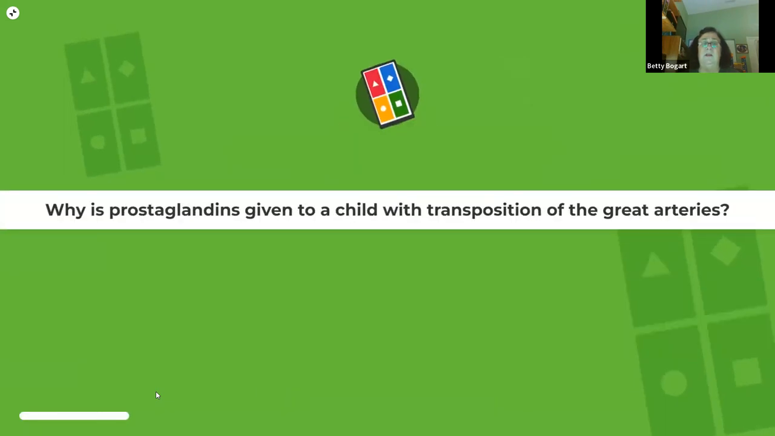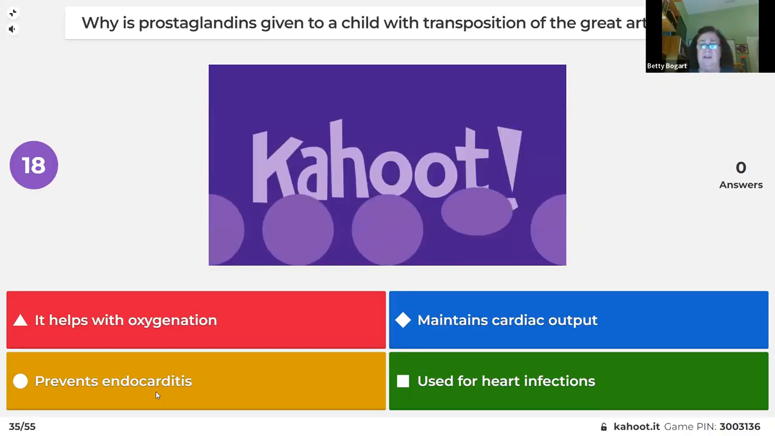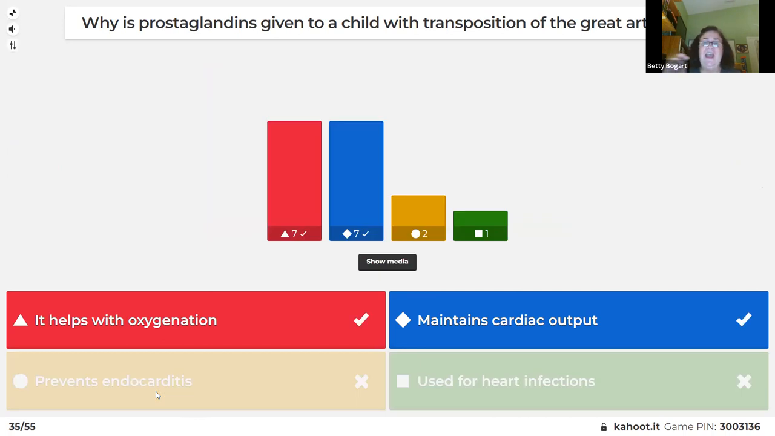A multi-select. Why is prostaglandins given to a child with transposition of the great arteries? What is prostaglandins? I heard about that somewhere today. It helps with keeping the heart pumping, and it provides that oxygenation that they need. It connects the pulmonary artery to the aorta and allows oxygenation to go on. And it really buys time for these children to have surgery.